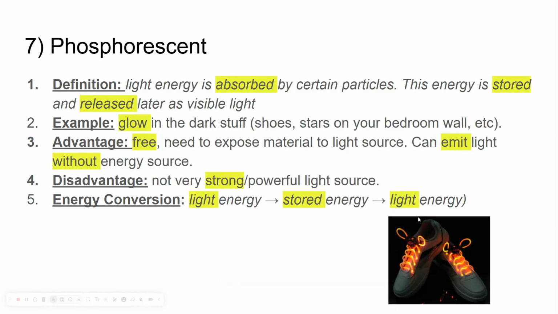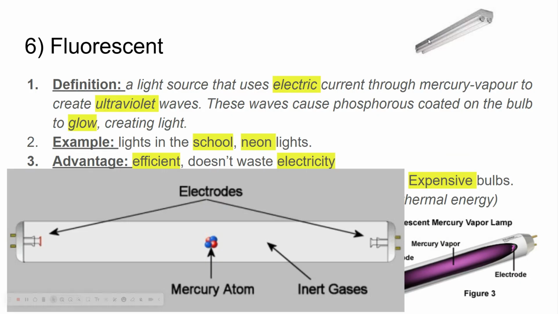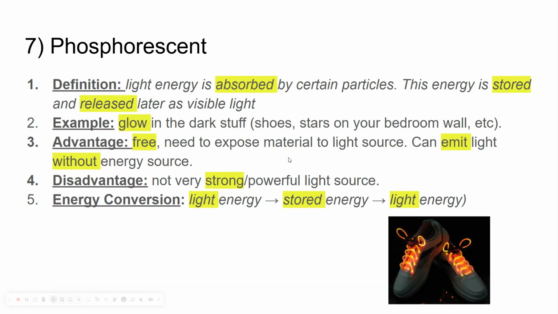Advantage of these? Well, it's free. You don't need to plug it into an outlet. You don't need electricity to make this light source work. That's a huge advantage. But a disadvantage is that it's not going to be as powerful as fluorescent or incandescent. It's not going to give off a huge light source. It's a reason why the headlights on our vehicles aren't phosphorescent, because they're just not strong enough.